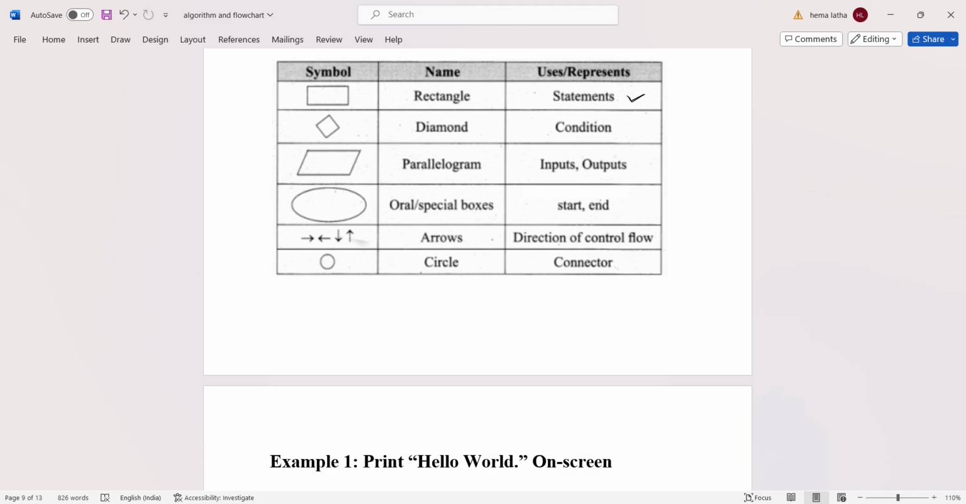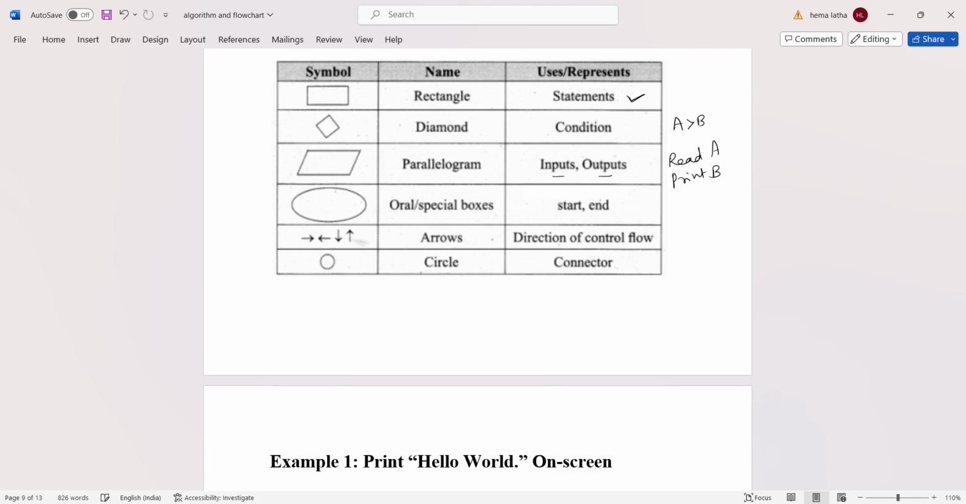And the next one is the diamond symbol. Diamond symbol means condition. What is the condition? So here, A is greater than B. If it is true or false, this is the condition, or otherwise we can call it decision making. Here we can take the decision. What is the symbol for that? Diamond symbol. And this is the parallelogram. Parallelogram is for input and output. That means for read A, I have to use the parallelogram, and for print B.